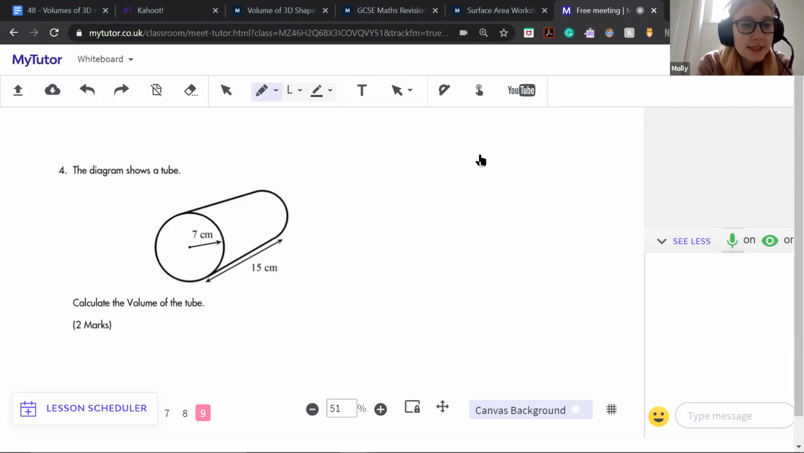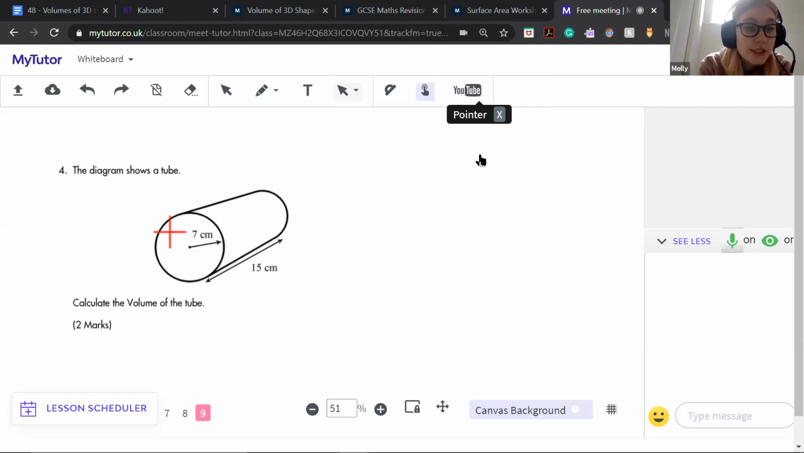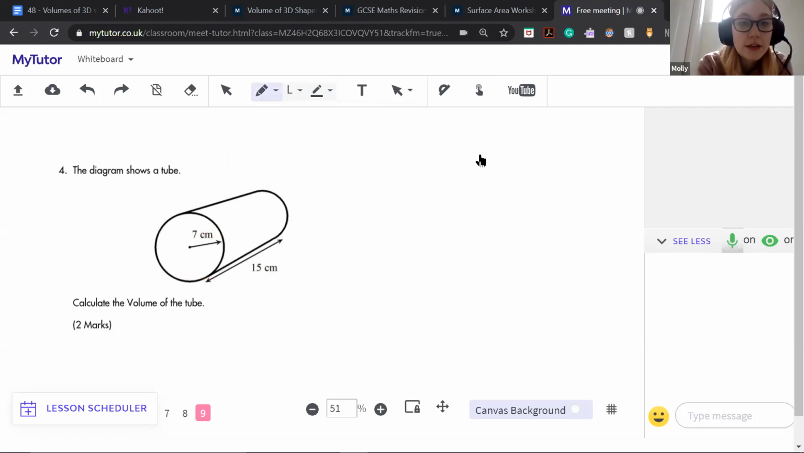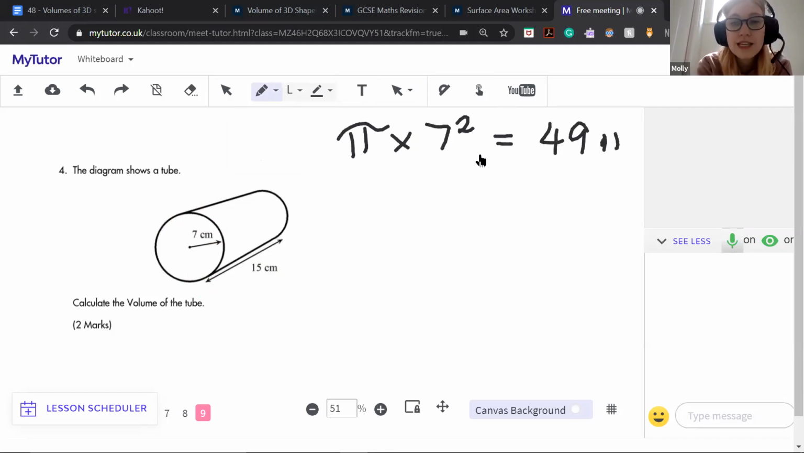So first thing that we do is calculate the volume. Remember, this is just like a circular prism. So we're going to do the area of this, so that's pi r squared. That's pi times 7 squared, or 49 pi. I'm just leaving it as 49 pi for now so that I can put the final thing into my calculator in one go. And then we times that by the length that this thing is. So it's 49 pi times 15.